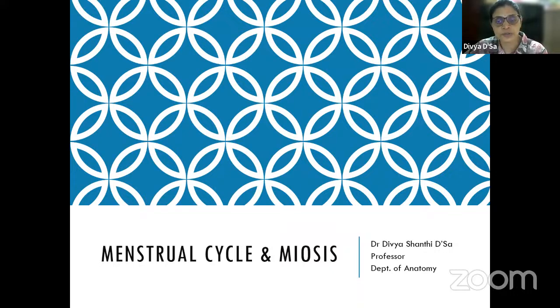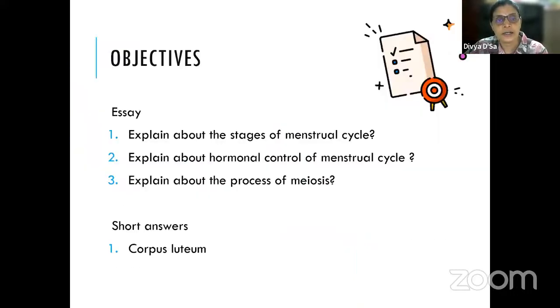So today we'll begin with the menstrual cycle and meiosis. So the objectives of today's class are about the stages. So these are the questions which are commonly asked: stages of menstrual cycle, explain about hormonal control of menstrual cycle, and also about the process of meiosis. And short answers, corpus luteum.